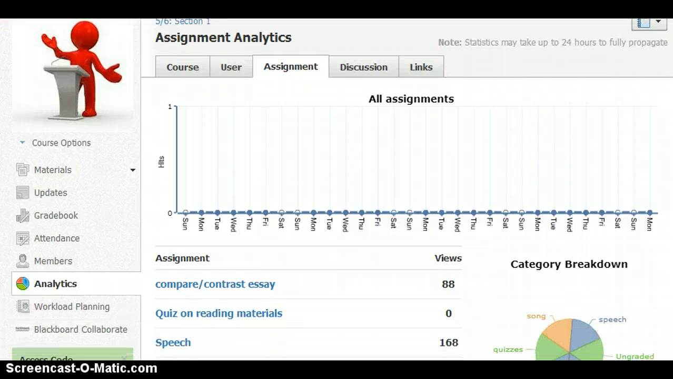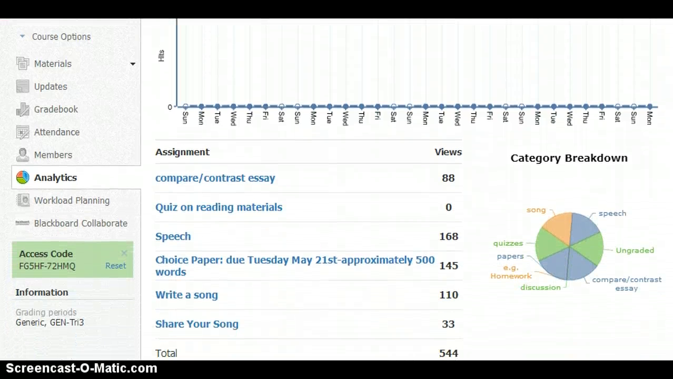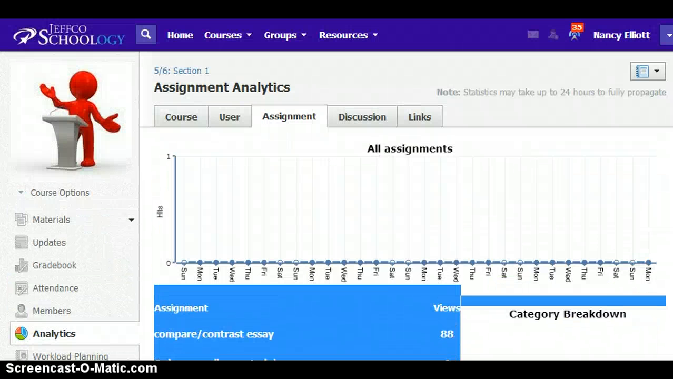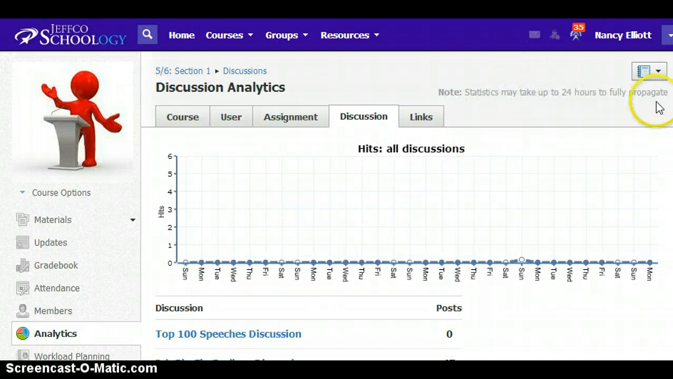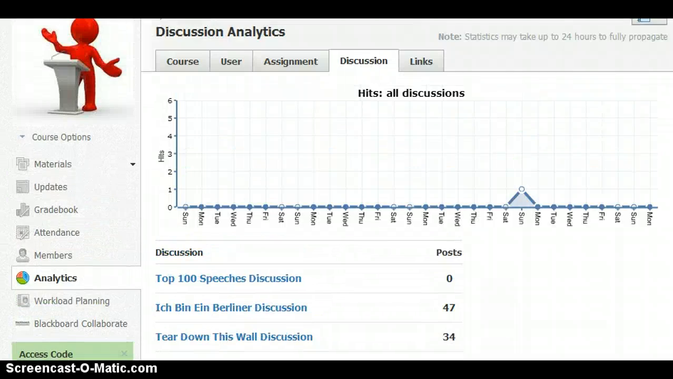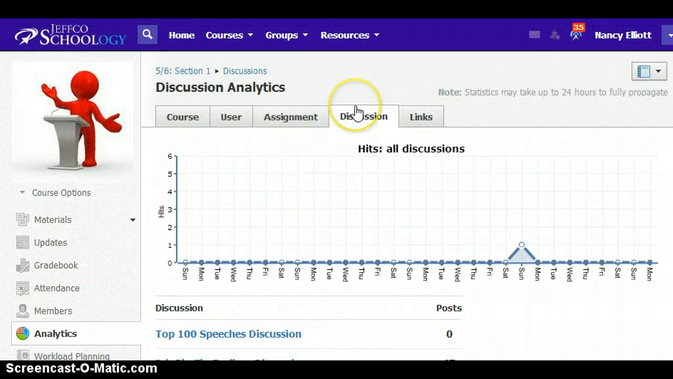how much time they've worked or how many times they've been in an assignment, and how much per day, how many times a discussion link has had posts on it. So there's a lot of information that I can find out as well.